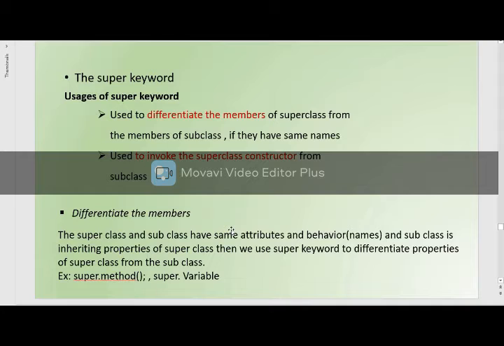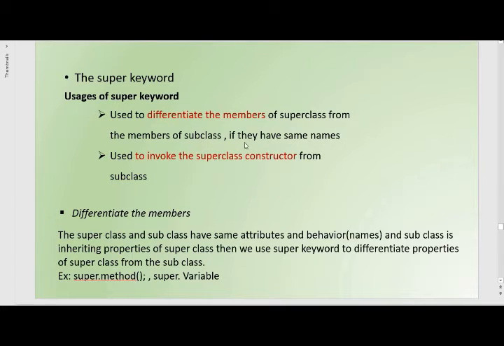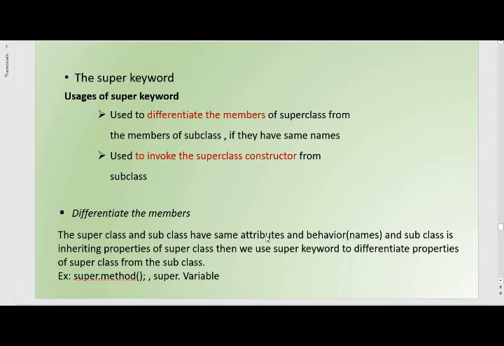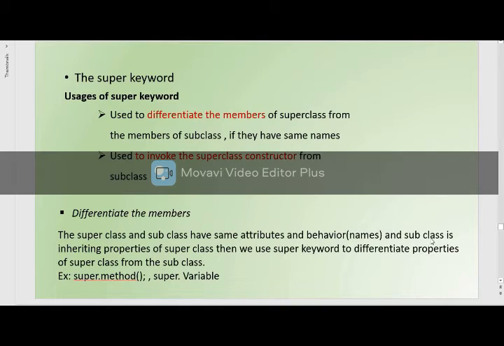The super keyword. The usage of the super keyword is to differentiate the members of the superclass from the members of the subclass if they have the same names. The second is to invoke the superclass constructor from the subclass. Let me consider them one by one. Differentiating the members: the superclass and subclass have the same attributes and behaviors. You know what attributes and behaviors are. Attributes we can get as variables, and behaviors as methods. And the subclass inherits the properties of the superclass.